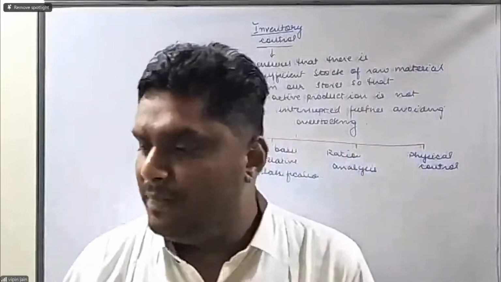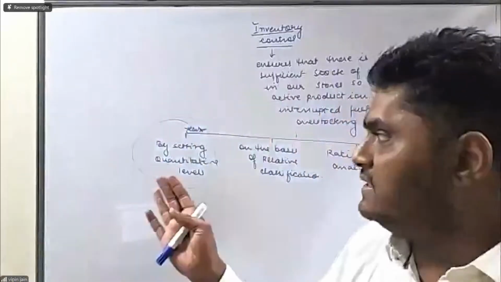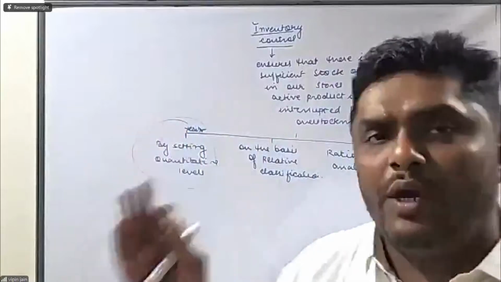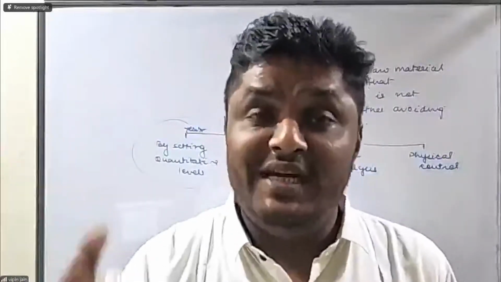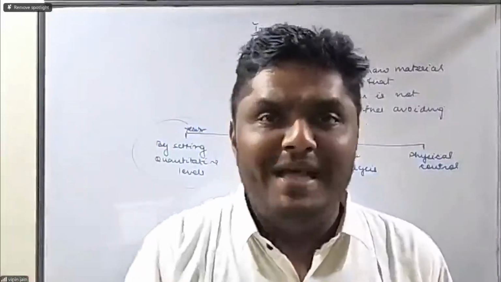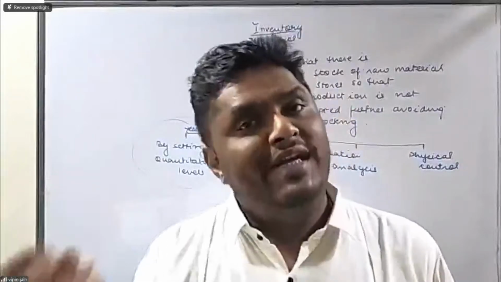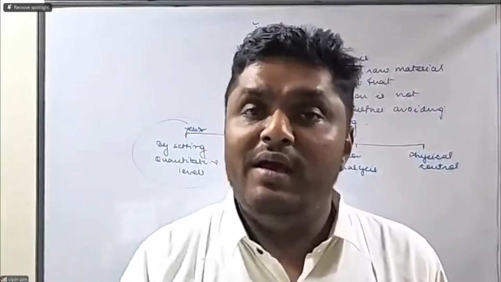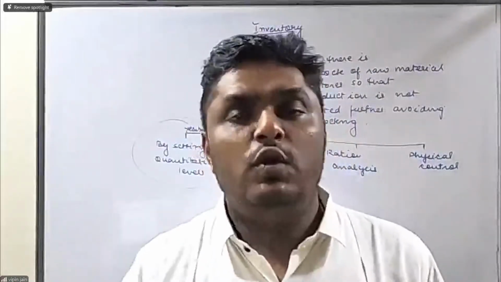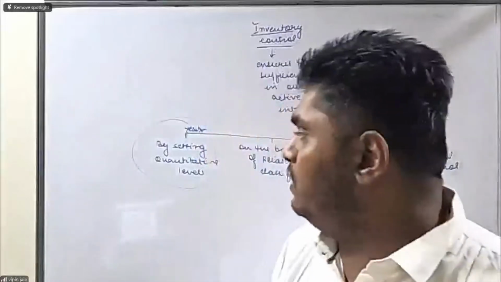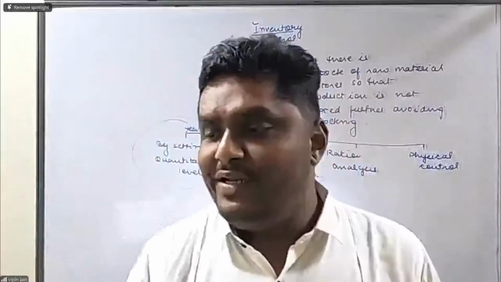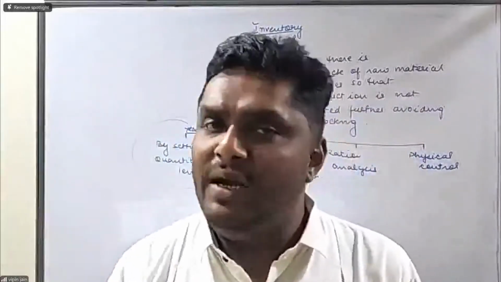This is the most important part of the chapter, that is, setting quantitative levels, wherein we'll be setting a few levels: when to place an order, how much quantity we should order, what should be the maximum level of stock, what should be the minimum level of stock, what should be the average stock, and what should be the danger stock and buffer stock.